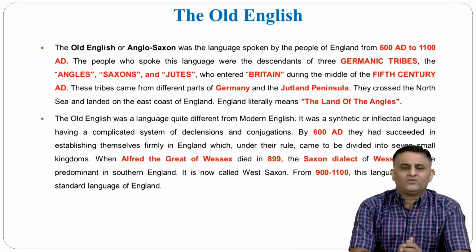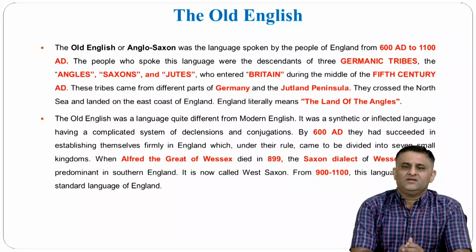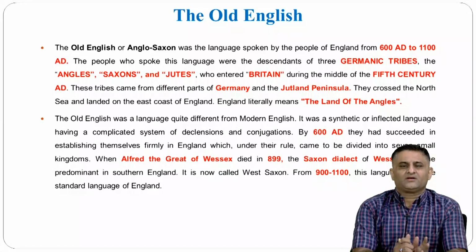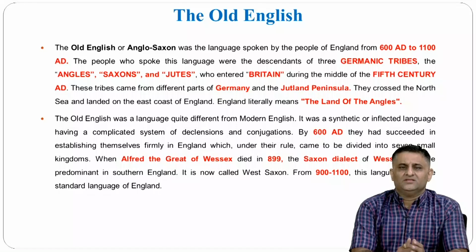Dear students, I would like to discuss the first paragraph here very well. Here you can see the three Germanic tribes. Number one, Angles, Saxons, and Jutes. They entered England.